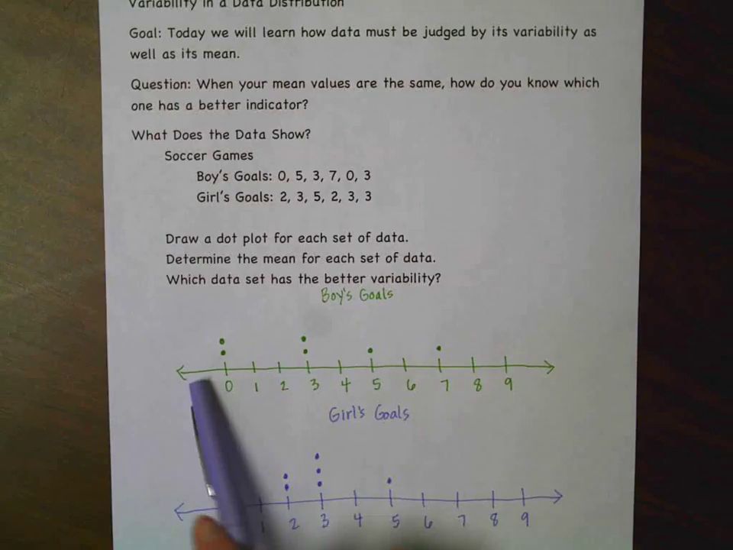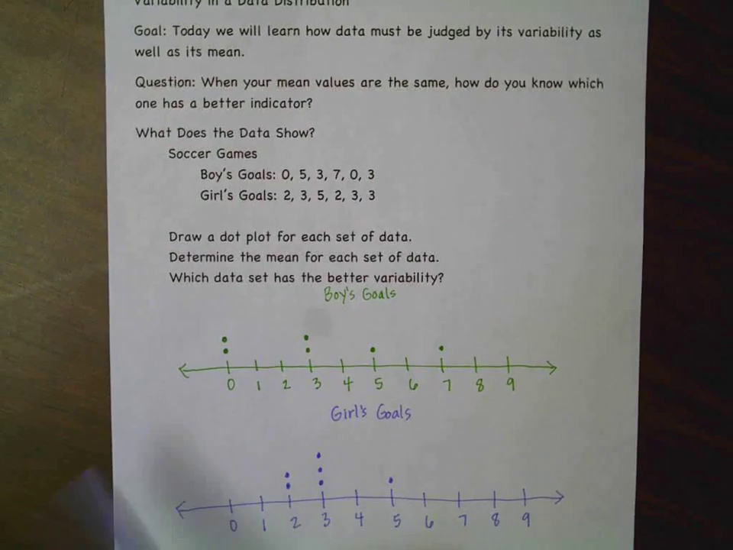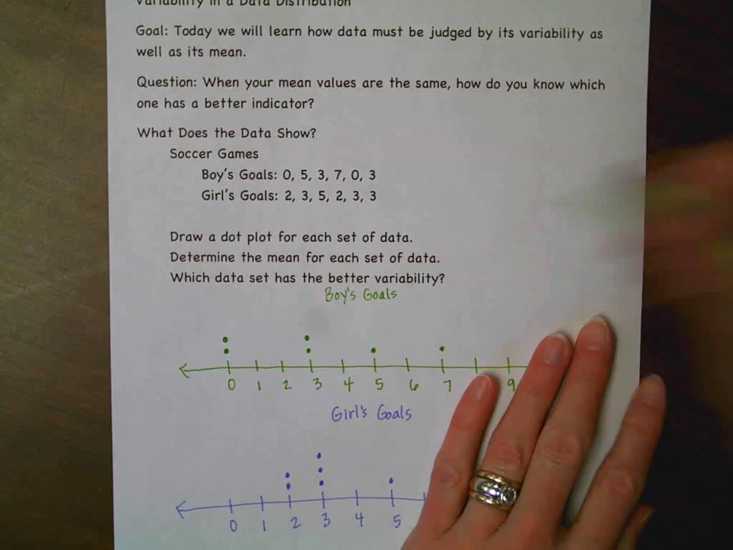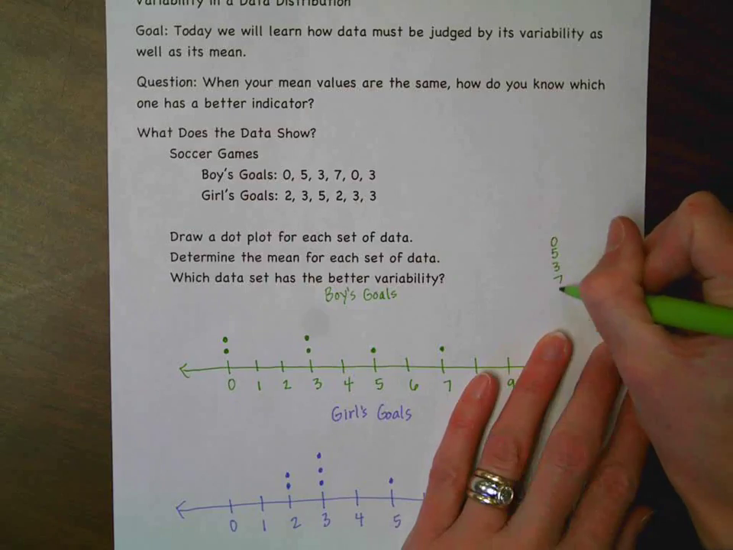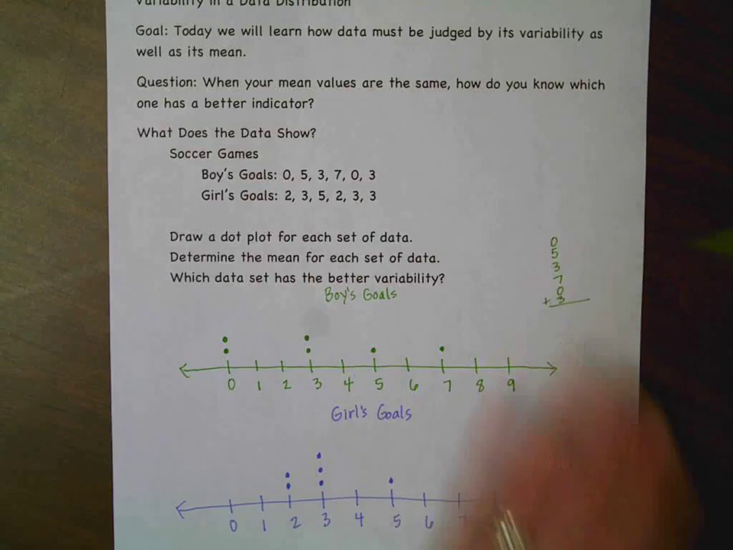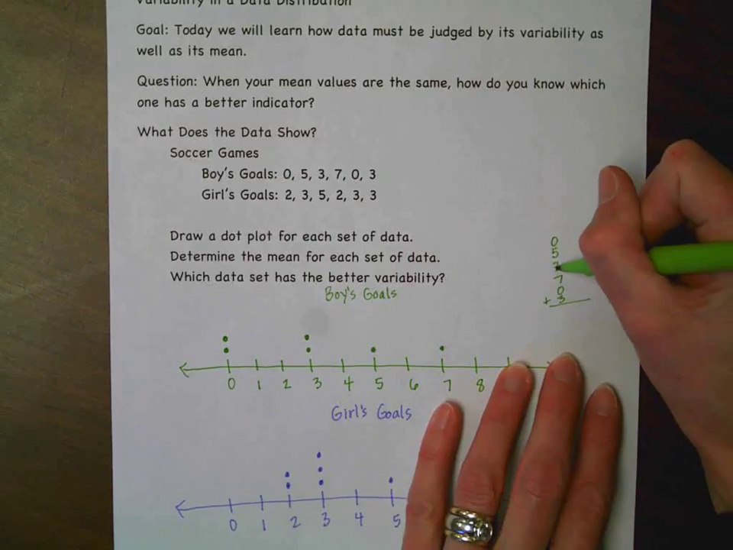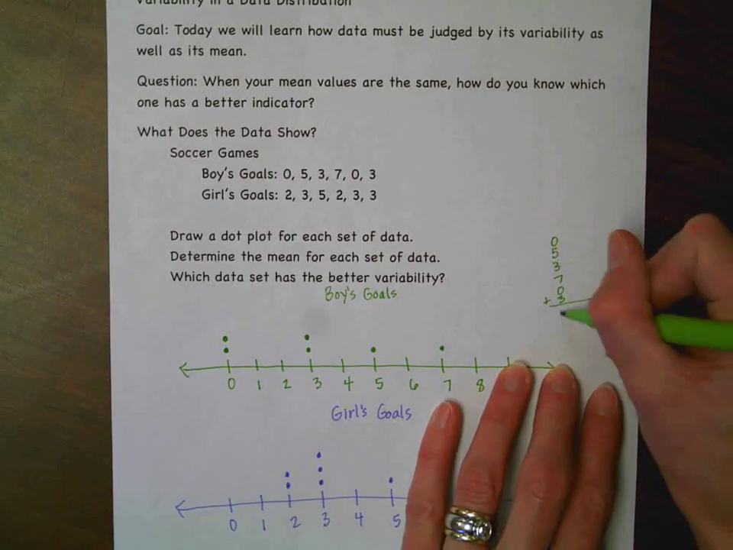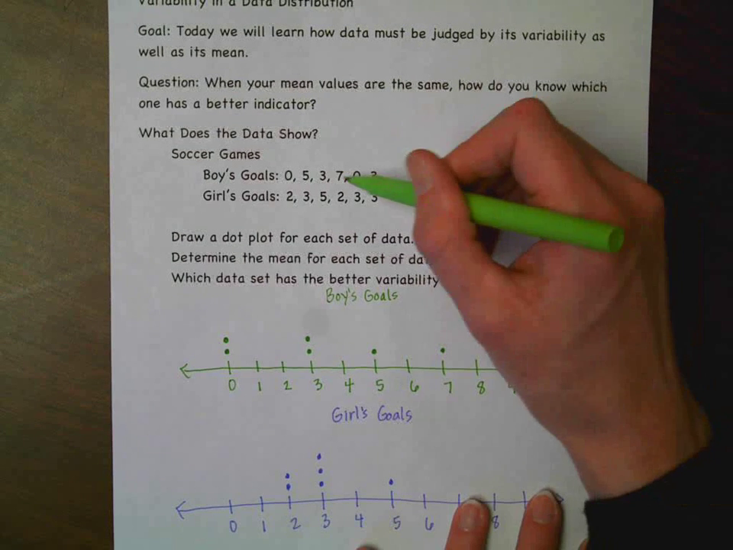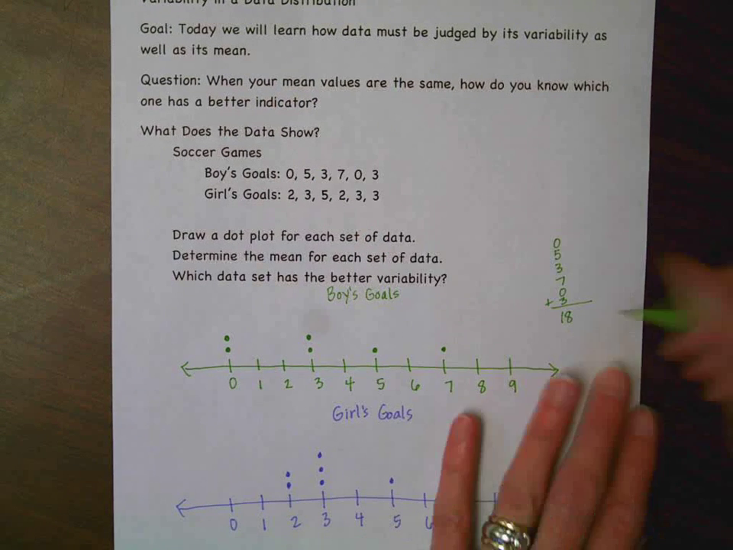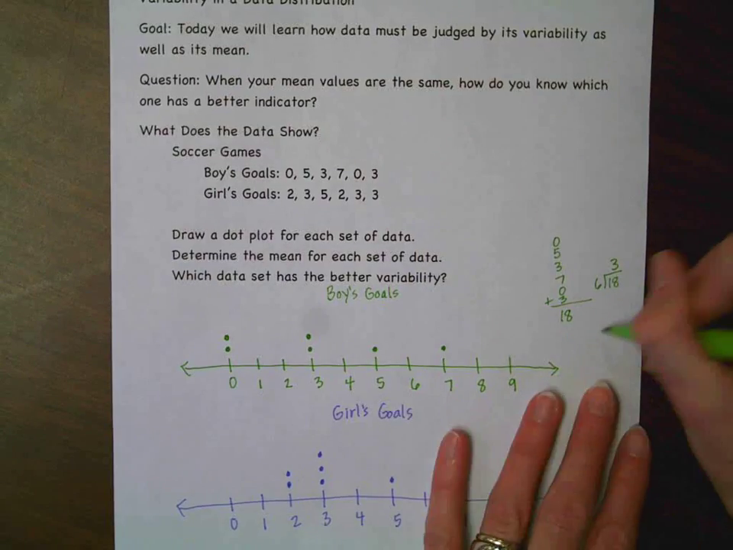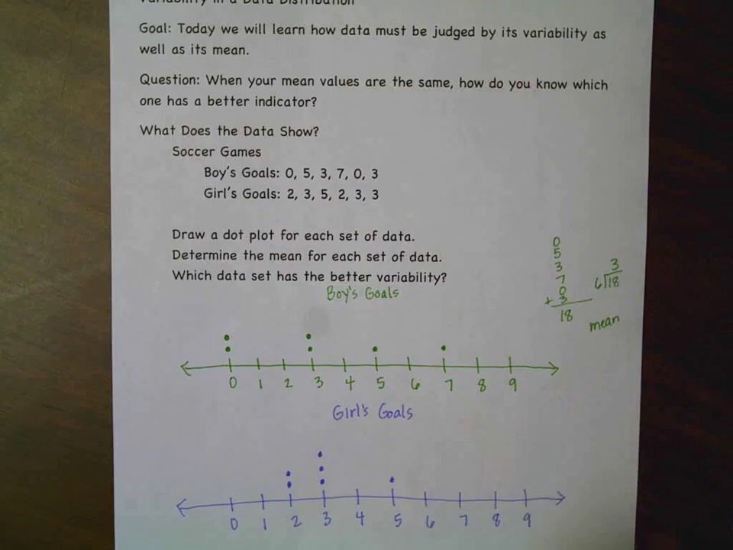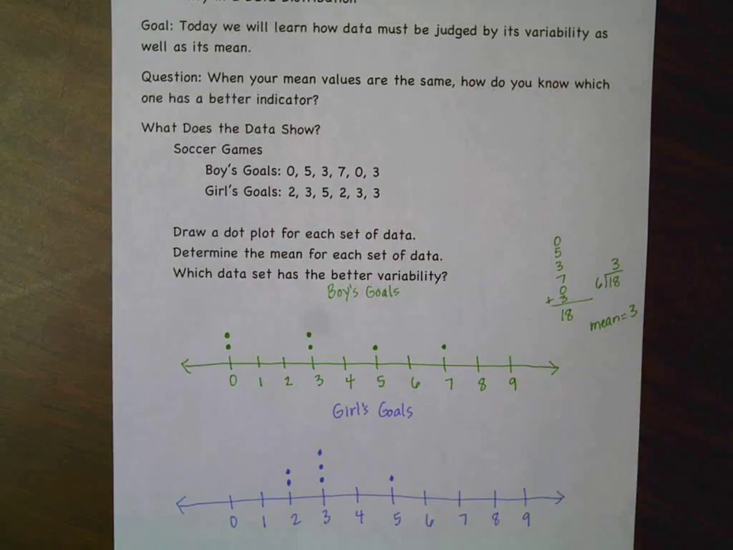So if we go back up here to the boys, we see that all of them get the fair share. Numerically, the way we can figure out the mean is we take 0, 5, 3, 7, 0, and 3 and add them all together. So that's 10, 11, 12, 13, 14, 15, 16, 17, 18. So this is 18, and we have 1, 2, 3, 4, 5, 6 kids. So we take 18 and divide it by 6 and we get 3. So the boys' mean goals are 3.